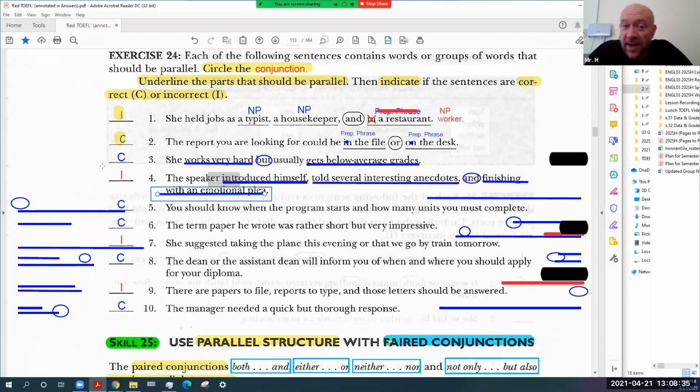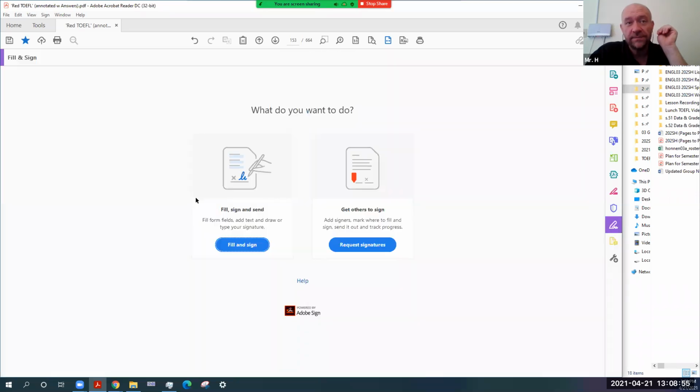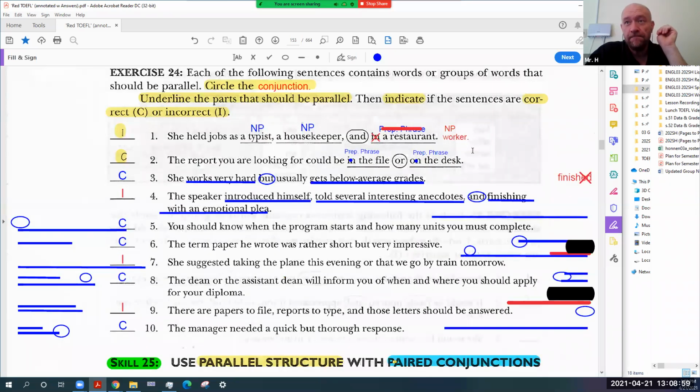Yeah, it's incorrect, right? So where is the problem though? Finishing. Yes. What should it be? Finished. Exactly. We want to put ed at the end, okay? Finished. Okay, let's try the next one. Abdul Majid, number 5.